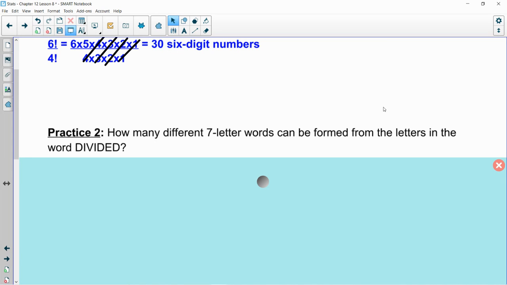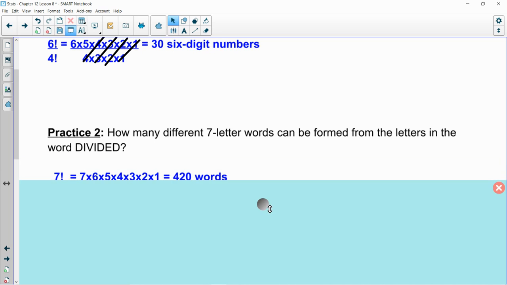Look at the word divided. 7 letters in total. You have 3 D's, but you also have 2 I's. So you're seeing repetition in 2 distinctly different objects. So let's put it together. We're still going to start with the total up top. So we still have our 7 factorial up in the top of the fraction.